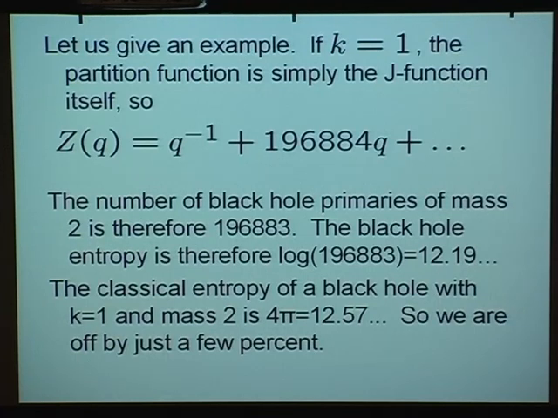This was the worst case since we took k to be 1. The Bekenstein-Hawking formula is good when k is large and m over k is held fixed as k becomes large. So by taking k to be 1, we took the worst case, and the Bekenstein-Hawking formula was still correct within a few percent. So the other cases are only better.